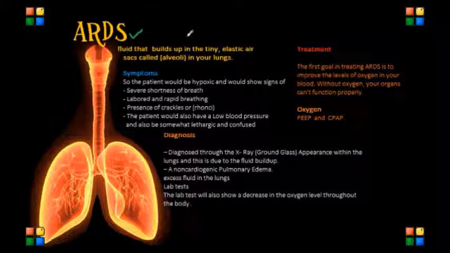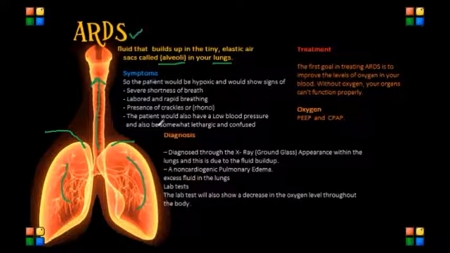Today we'll be talking about acute respiratory distress syndrome, or ARDS. With acute respiratory distress syndrome, what occurs is that there's a fluid buildup in the tiny elastic air sacs in the lungs, which we call alveoli. The fluid will keep the lungs from filling with enough air, which means less oxygen reaches the bloodstream, and in turn, this can deprive the organs of the oxygen that they need to function. Now, understand that ARDS typically occurs in people who are already critically ill or have a significant injury.